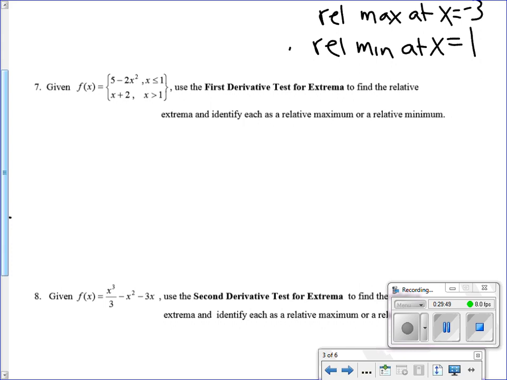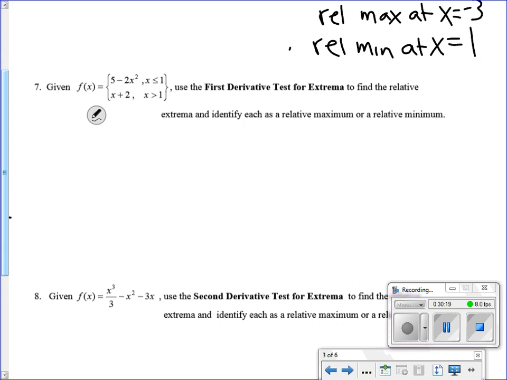Okay, the next one we're asked to use the first derivative test to find extrema again, and this is a piecewise function. With piecewise functions, you're still going to do the same thing. You want to find out where the derivative either is 0 or doesn't exist. You have to watch those values of x when the pieces come together, like in this case 1. We want to see if the derivative exists at 1.